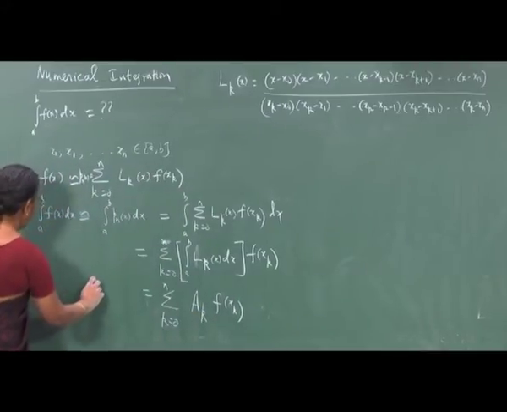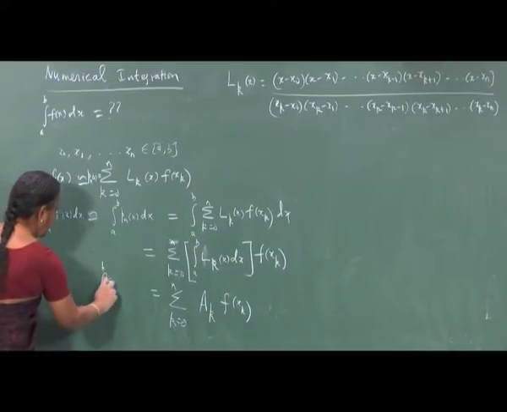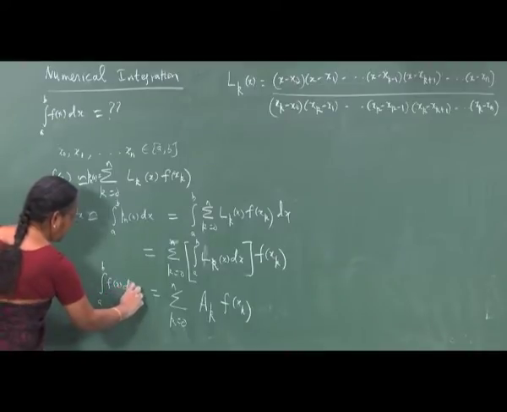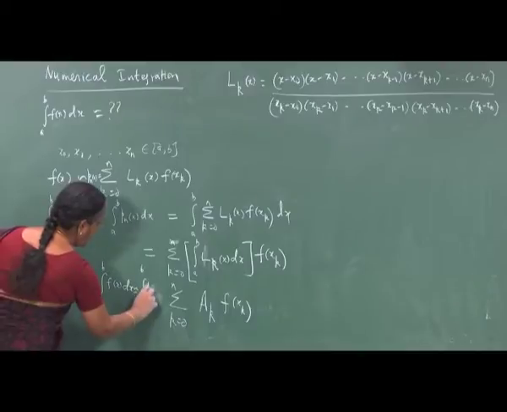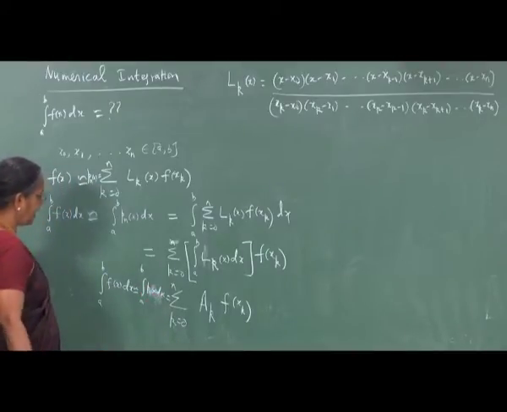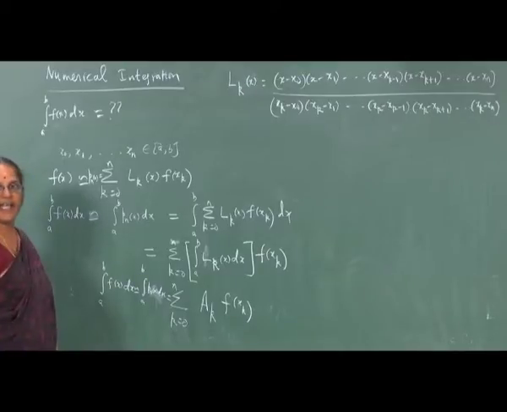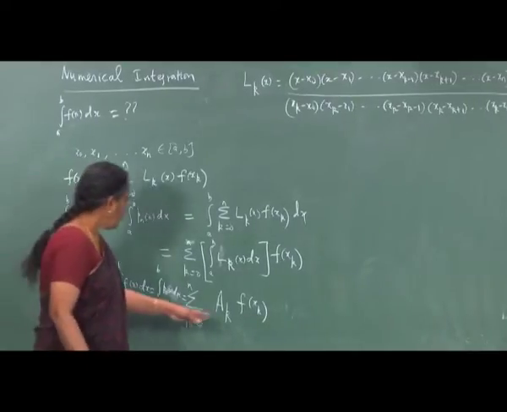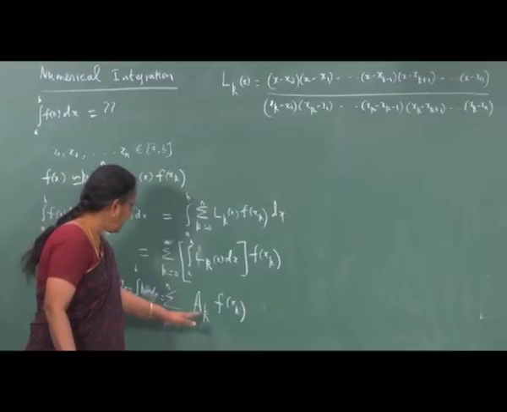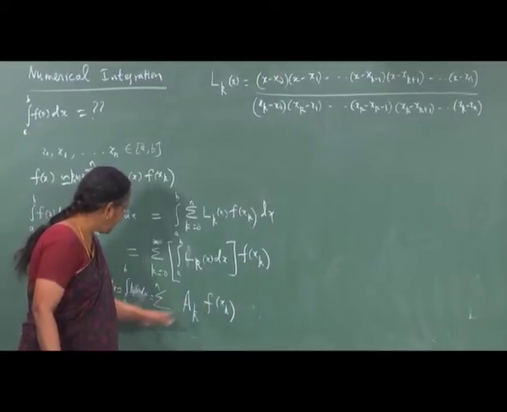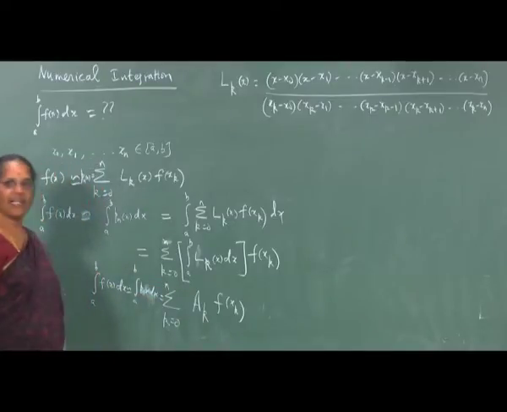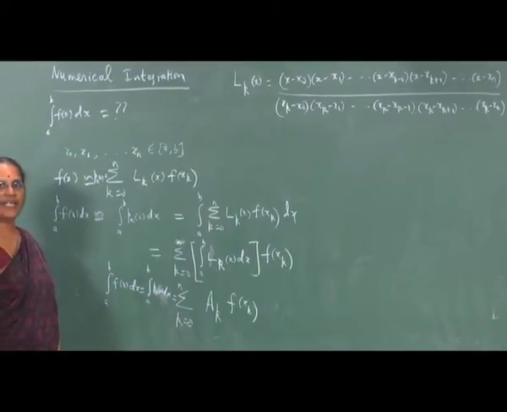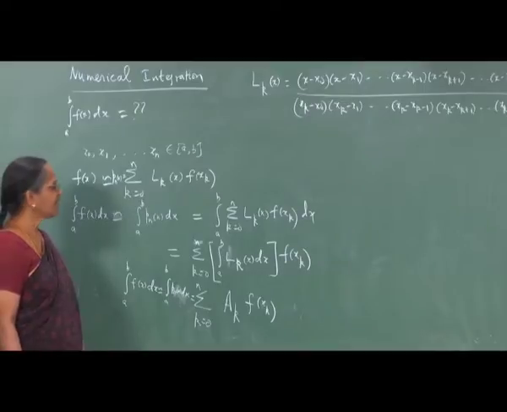So, we have integral a to b f of x dx to be approximated by integral a to b Pn of x dx, which is equal to sigma k equal to 0 to n ak f of xk. So, find out ak and then take this sum from k equal to 0 to n of ak f of xk, that will give you an estimate of integral a to b f of x dx.